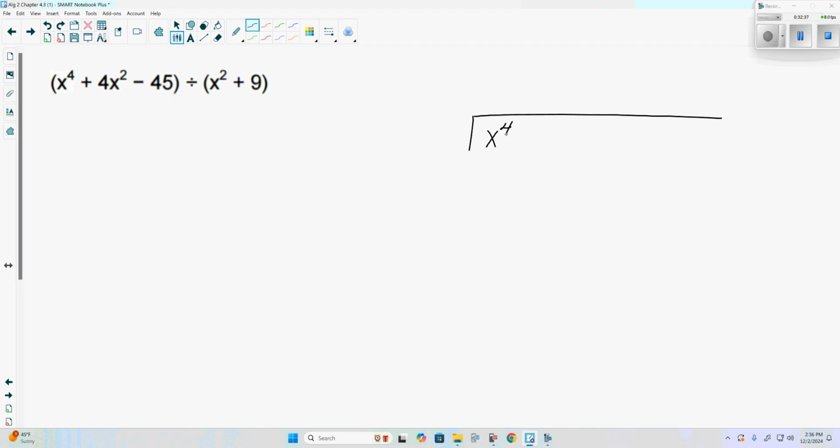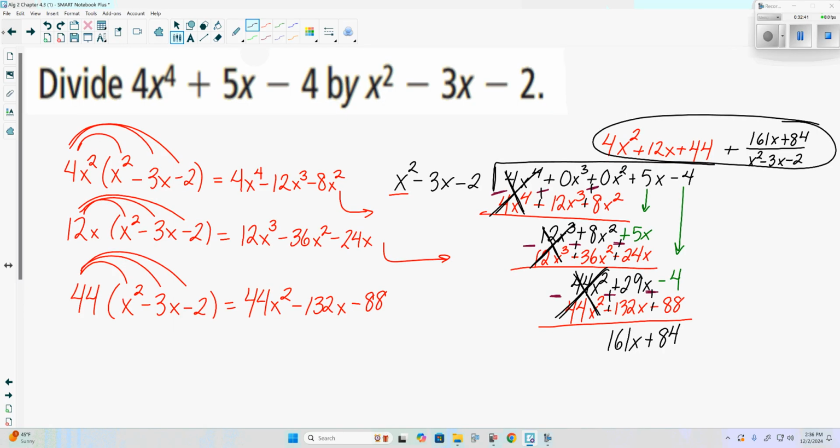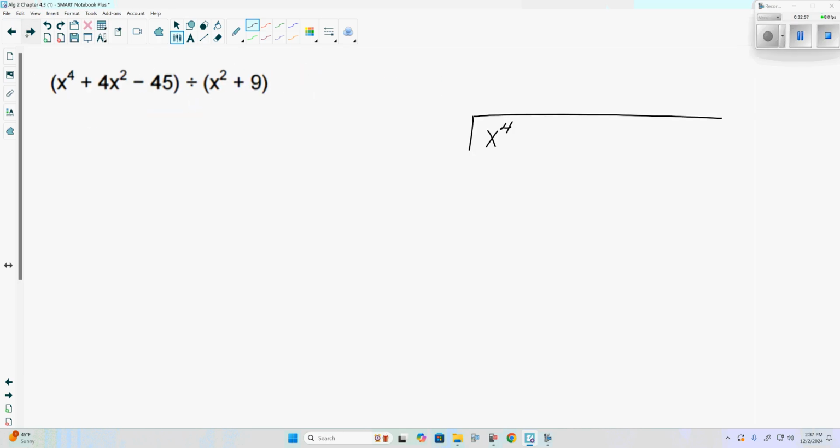Yeah, because the question that was asked was, when we have this here, are these always going to be in descending order? And yes. X to the fourth, x cubed, x squared. X cubed, x squared, x. X squared, x, constant. And since we have 3 terms that we're dividing by, we'll have 3. If it was 4, we'd have 4.